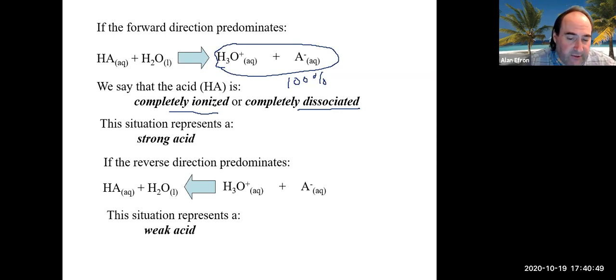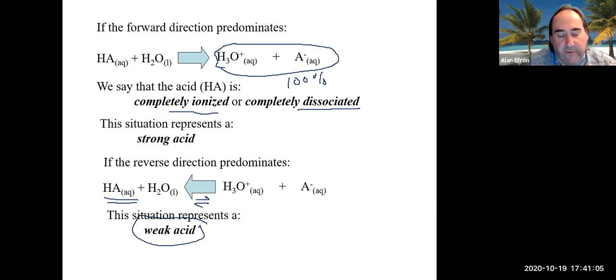If the opposite is true, and really the reverse reaction predominates, like we have in our HF example, really this would be a reversible reaction, and we do get this sort of weak acid that is formed in this particular case.